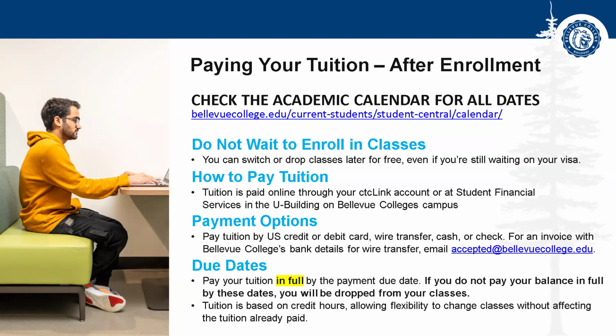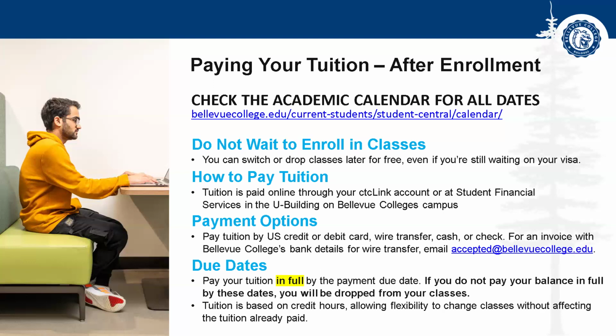Now, in regards to paying tuition, tuition is usually paid online through your CTC Link account every quarter. A quarter is usually 3 months. You can only pay tuition for the classes you have enrolled in, and you can find the due dates on Bellevue College's academic calendar. You must pay by the tuition due date, or you will be automatically dropped from your classes. Tuition is based on the number of credits you take, so you have some flexibility to change classes without affecting the amount you've already paid. Again, you can review the swap feature our advisor went over earlier in the video.